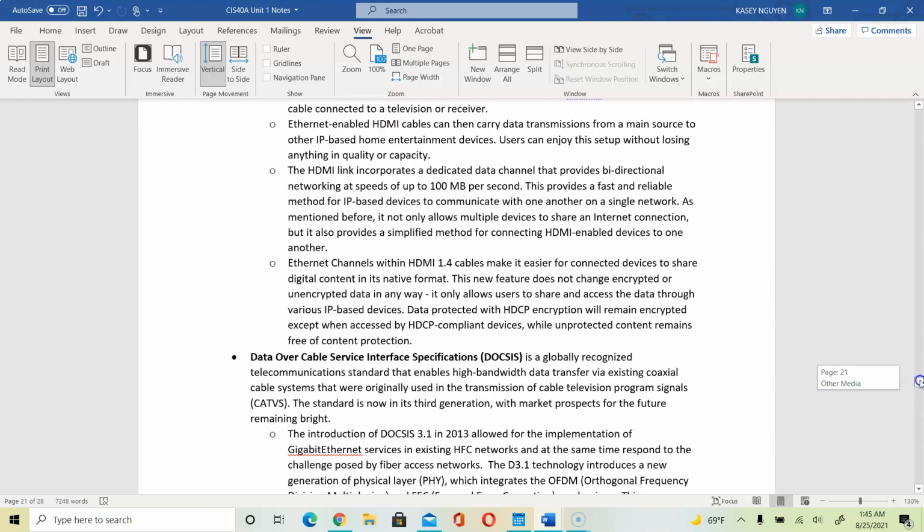Then we have DOCSIS, which is Data Over Cable Service Interface Specifications. This is now in its 3rd generation. That allows high bandwidth data transfer using coaxial cable.